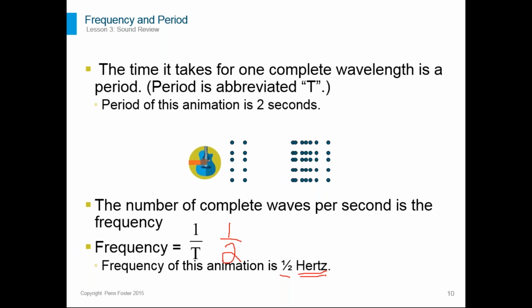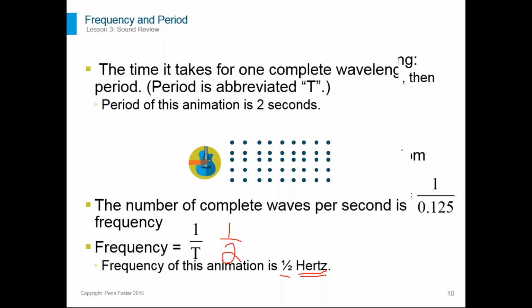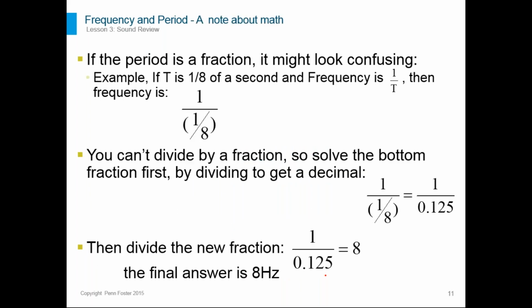So this is pretty straightforward. Frequency is just 1 divided by the period. Where we kind of run into trouble sometimes is when the math looks a little weird. So if the period is a fraction, then we end up with this. For example, if the period is 1/8 of a second, and we know frequency is 1 divided by period, then we get 1 divided by 1/8. And this is just not okay in math. You can't have a fraction in the denominator, so we need to deal with that.